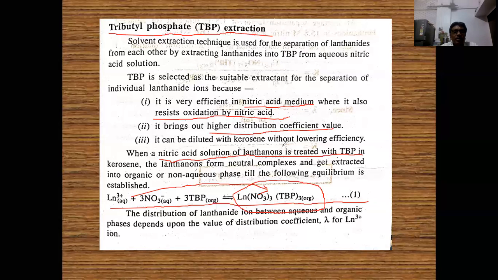It means that the lanthanide ions are distributed between the two phases, that is, the aqueous phase and the organic phase. Now, what is the distribution coefficient here? Let us see in the next slide. The lanthanide ions are distributed from the aqueous phase into the organic phase. So let us discuss this distribution and see how it takes place.